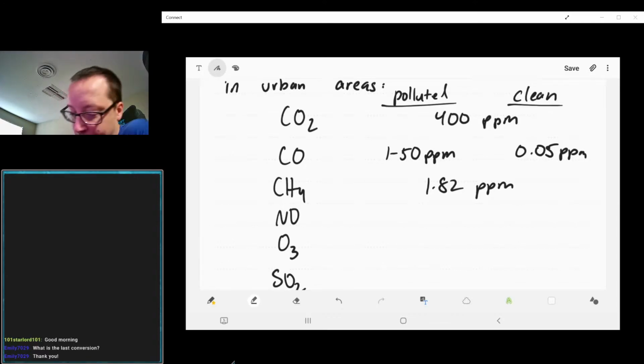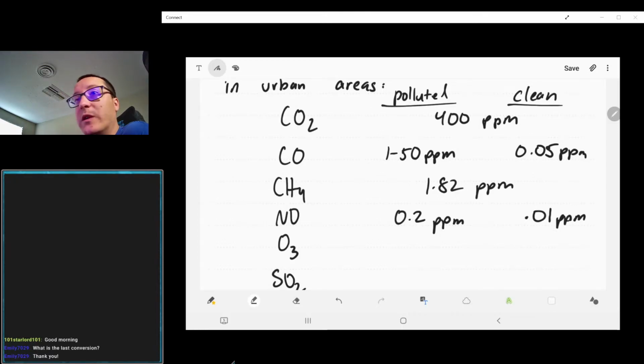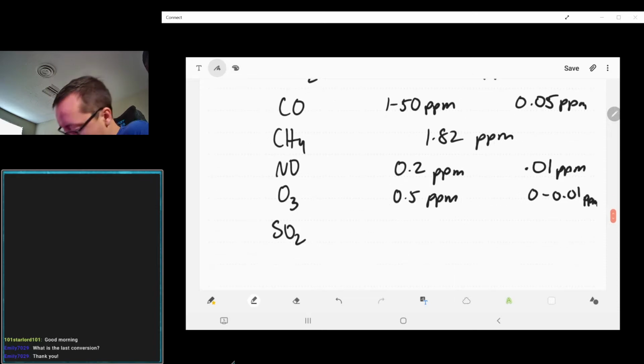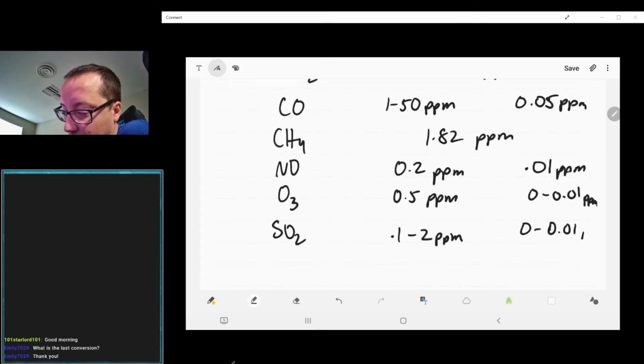With nitric oxide, we're looking at 0.2 ppm versus 0.01 ppm. So 20-fold increase for nitric oxide. For ozone, 0.5 ppm versus 0 ppm, or some records have it as 0.01 ppm, so 50-fold increase. And then for sulfur dioxide, we're going between 0.1 to 2 ppm, and in clean areas, we're again looking at that very hard to measure, 0 to 0.01 ppm. So again, don't memorize these, no need, but just looking at the comparison here, these are going to be pretty major pollutants.